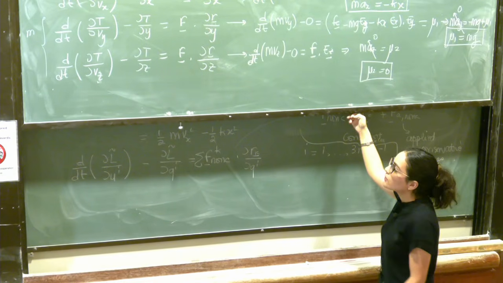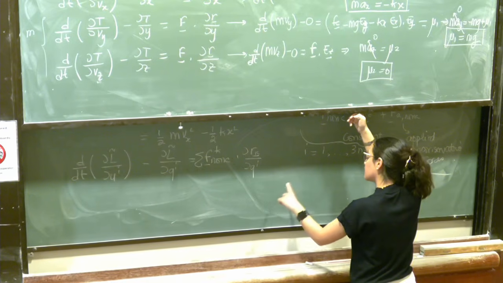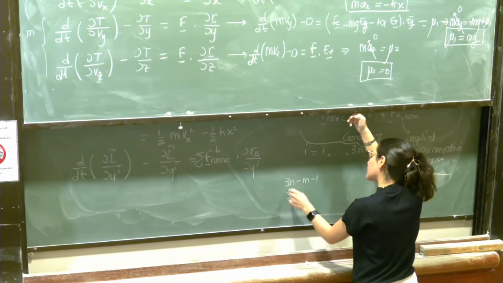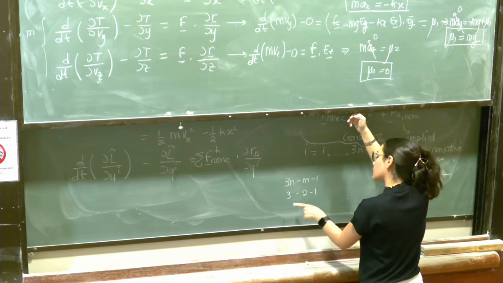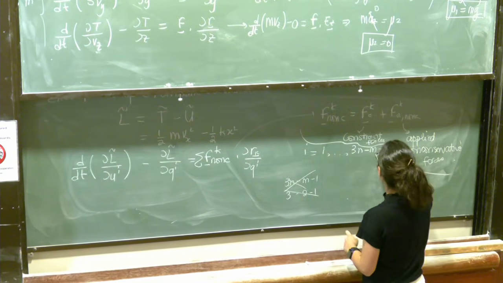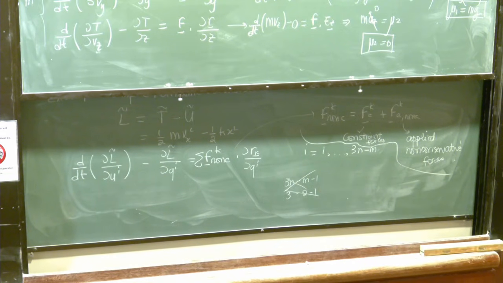Let us think. If I have one simple harmonic oscillator, 3n minus m minus 1 will give us 3, and 2 constraints, minus 1. So, oh yeah, you're right. It should be 3n minus m. You're right. And I had it somewhere else too. Here. Thank you.